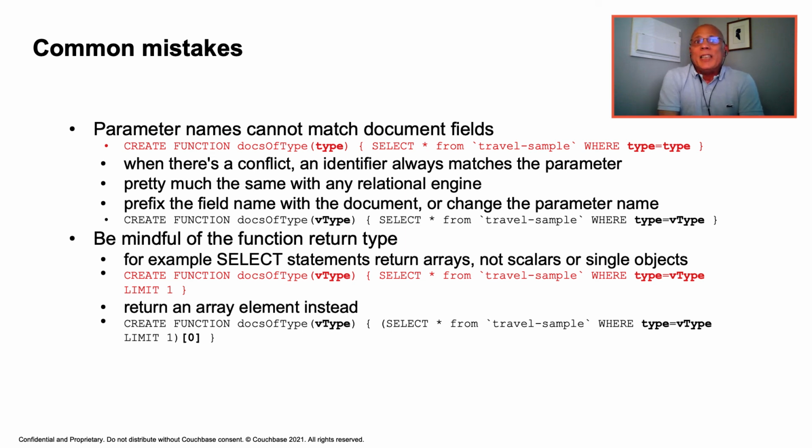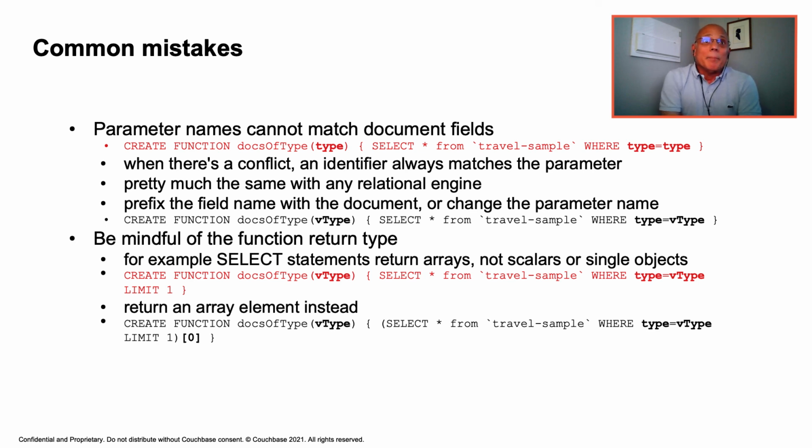In any case, you would have to write a different statement, and you have got two options. One is you fully qualify the field name with the document. So you write something like SELECT * FROM travel-sample WHERE travel-sample.type = type. Or the more accepted solution is to have a different namespace for fields and parameters. So traditionally, you prefix any parameter with a v to signify that it's a variable. And then there is no ambiguity.